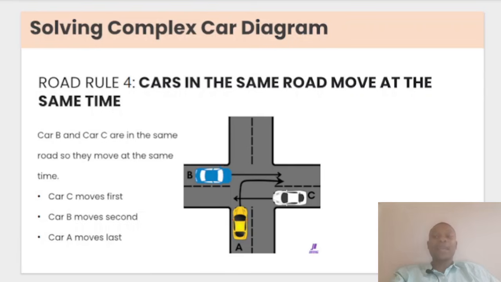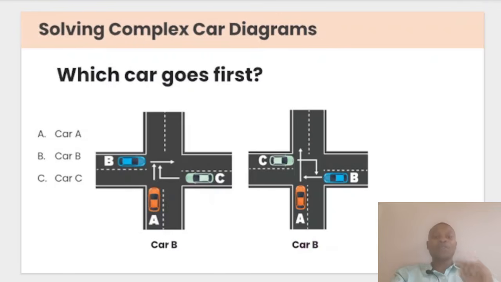Now let's look at an example or a question to properly see if you have understood this. This one says, which car goes first? Here we have two car diagrams. Looking at the first car diagram, we have car B, car A, and car C. Now remember, I want to tell you about using two road rules to arrive at the proper answer. We're going to look at the first road rule, which says give the right of way to traffic approaching from your right. You can see that car B will give the right of way to car A, and car A will give the right of way to car C.